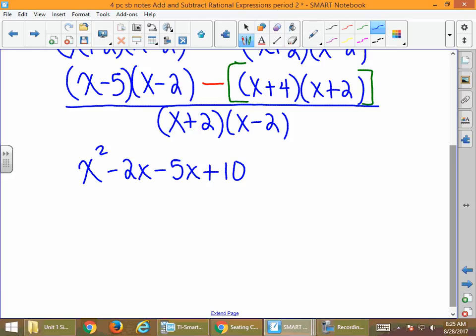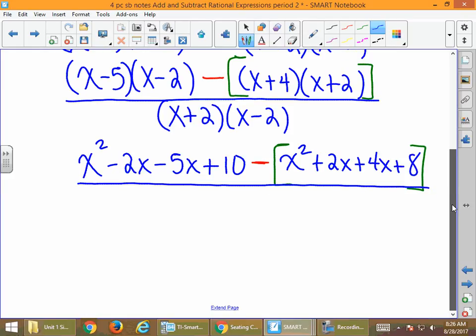Going to subtract. And we're going to FOIL before we subtract. x squared plus 2x plus 4x plus 8. Again, first, outer, inner, last. And that's still over x plus 2 times x minus 2.